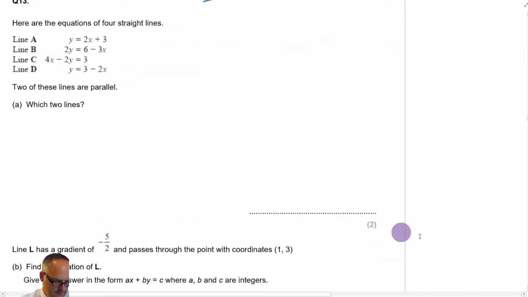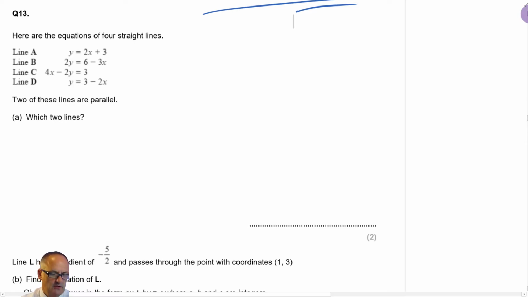Right, in this question, we have equations of 4 straight lines. 2 of them are parallel. Which 2 lines? So we need the y and x's to be in ratio. Now the easiest way: we know that these two are not parallel, because y equals 2x, y equals -2x isn't correct. Now if we divide both sides of this one by 2, that tells me that y equals 3 minus 3/2 x. So none of these three are parallel. So I'm going to need to use the fourth line to help me.